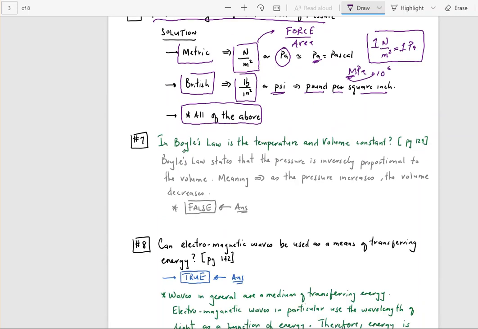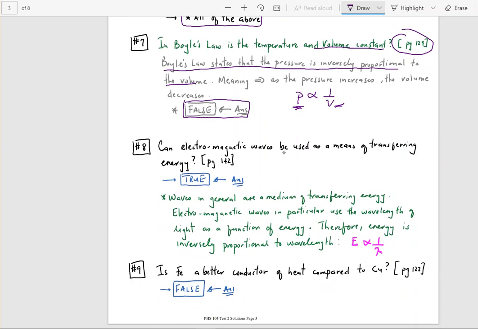Number 7, in Boyle's law, are the temperature and volume constant? You'll find more explanation on page 129. Boyle's law states that the pressure is inversely proportional to the volume, meaning that as your pressure increases, your volume decreases. So in this case, the answer is going to be false.